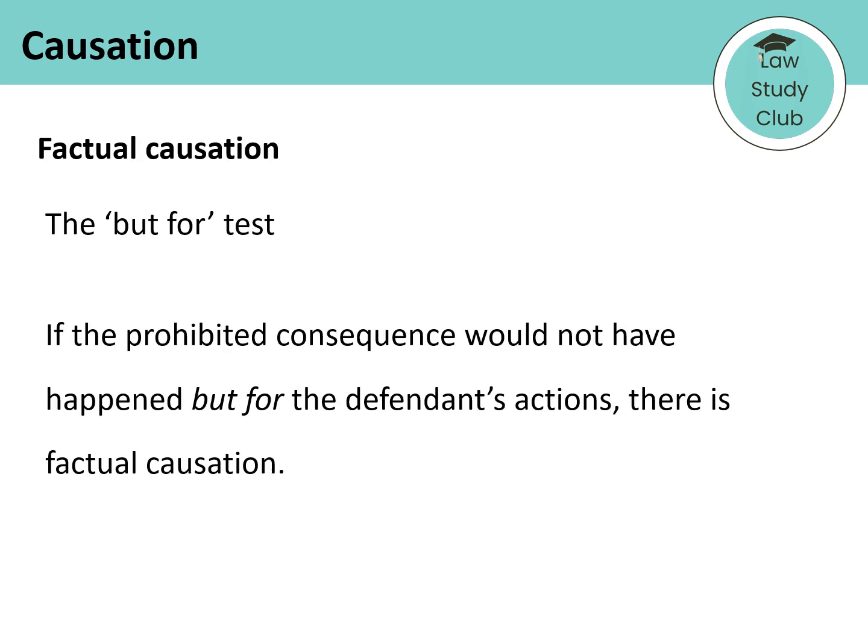When a defendant is charged with causing a particular consequence, like a victim's death or really serious harm, the first element of causation the prosecution has to prove is called factual causation. To work out whether the defendant's acts or omissions were the factual cause of the outcome, the courts apply the but-for test. This test establishes whether the prohibited consequence would have happened if the defendant hadn't acted as they did. If the prohibited consequence would not have happened but for the defendant's actions, there's factual causation.